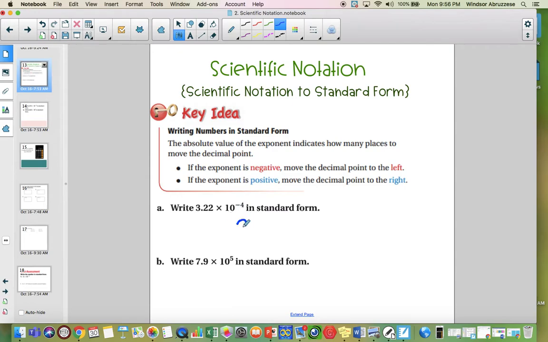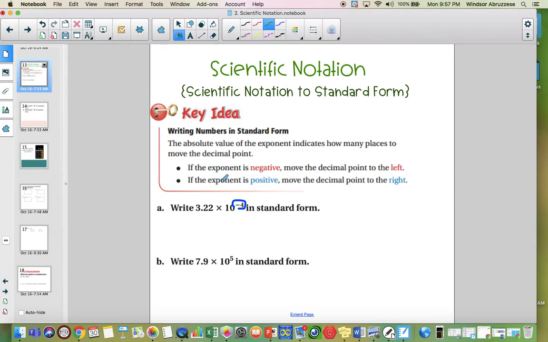Okay, so I'm going to write the first factor, 3.22. Now we know negative exponents indicate small numbers. So think about it for a second. I moved the decimal to get it here. Where did it come from? If I move the decimal to the right, am I making my number bigger or smaller? To the right, you're making the number bigger. Okay, so let me erase all this.